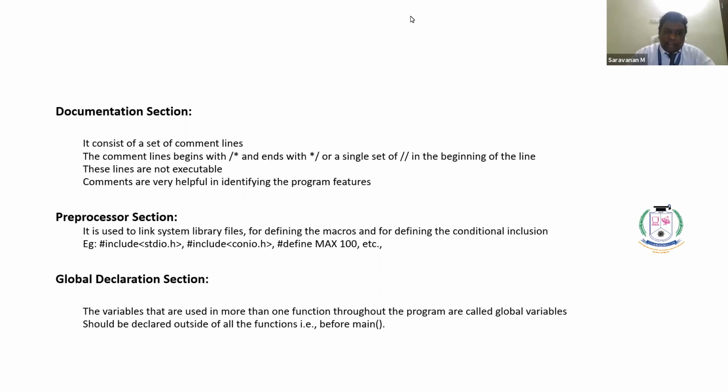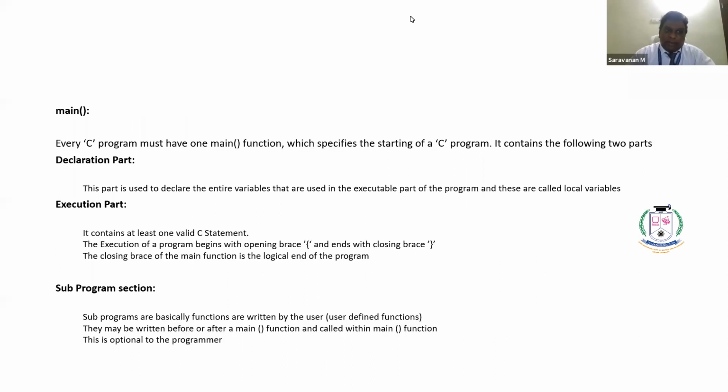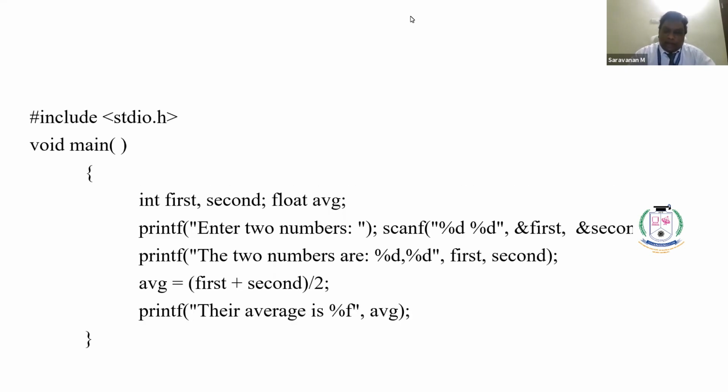Then you have the global variables, where you declare them. Then the main function, where the actual program starts. Then the execution part, which is inside the main function. Then the subroutines, which are outside the main function. This is the simplest program that you can write.